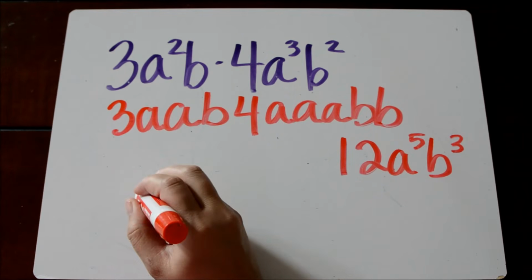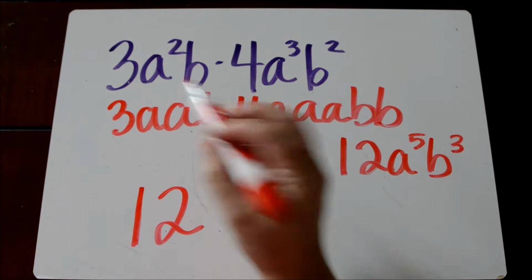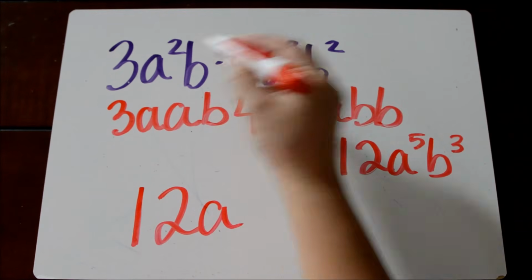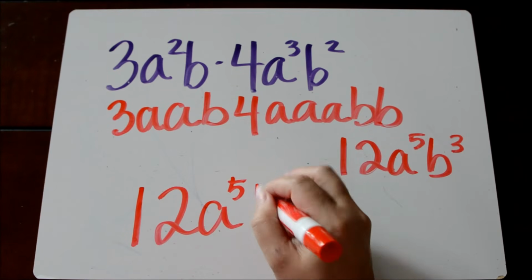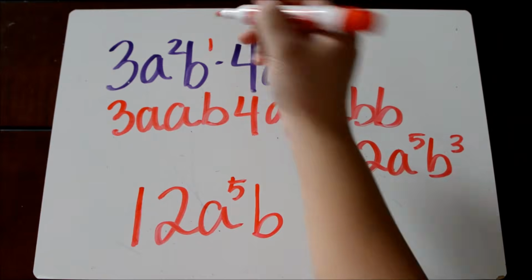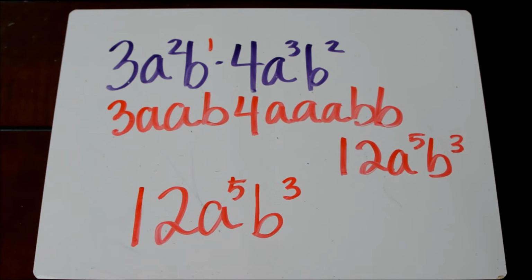So 3 times 4 is 12, and then the same base of a, we could add the exponents, a to the fifth power, and then b, there's b to the first, b squared, so that would be b to the third power.